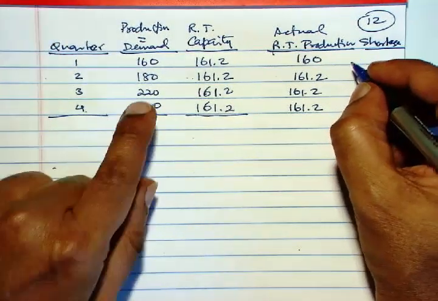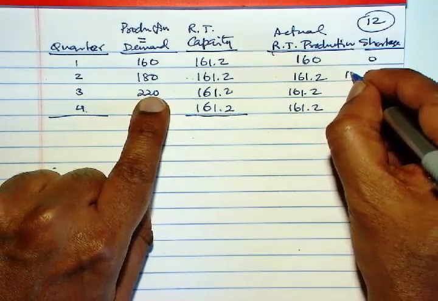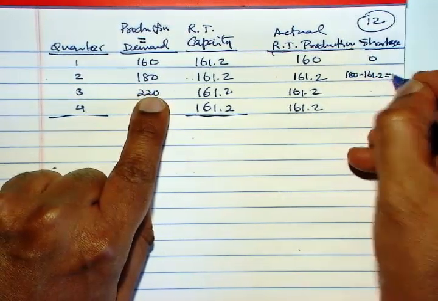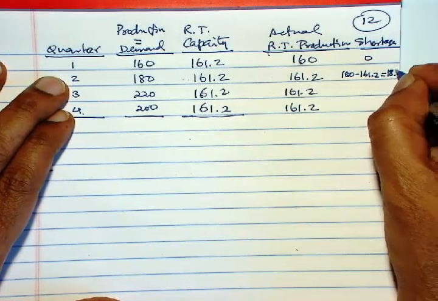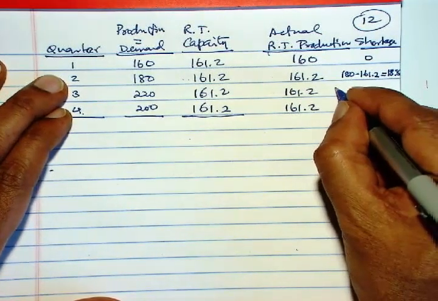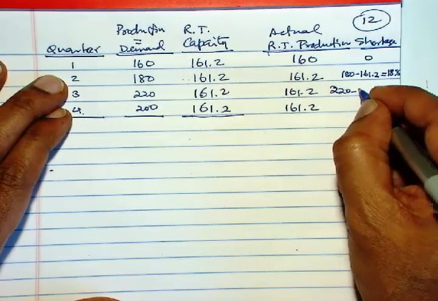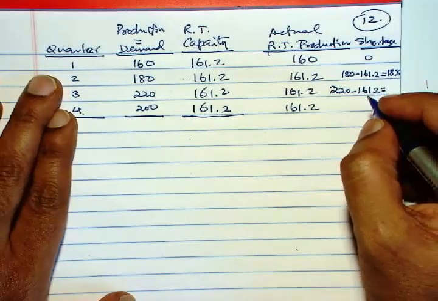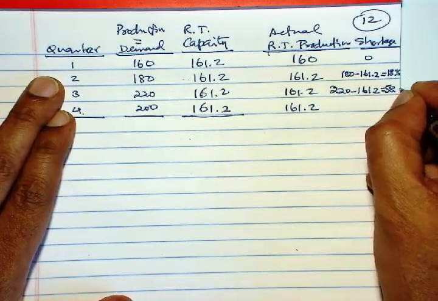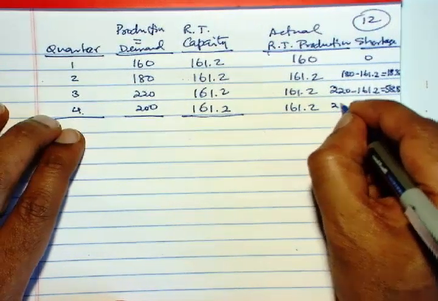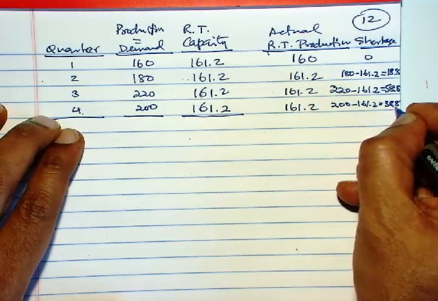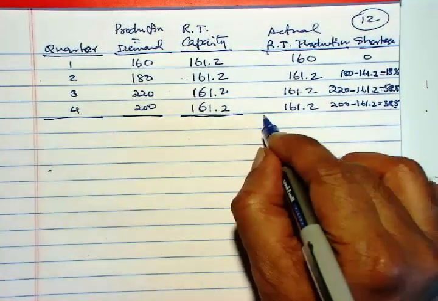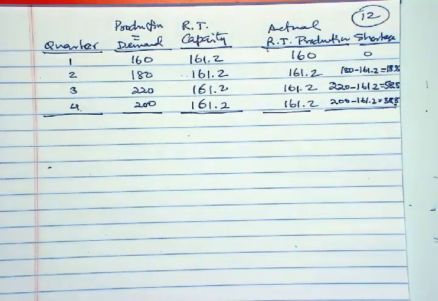The shortage is, first is 0, 180 minus 161.2 will give you a shortage of 18.8. Okay, and here it will be 220 minus 161.2, that will give you 58.8, and then 200 minus 161.2 will give you 38.8 as the shortage. Now we have to make up this shortage using overtime and subcontract.